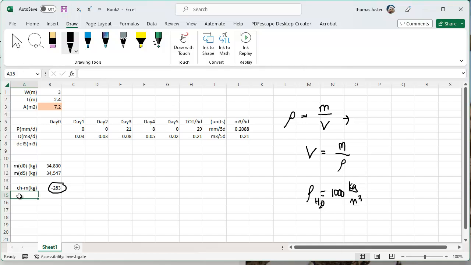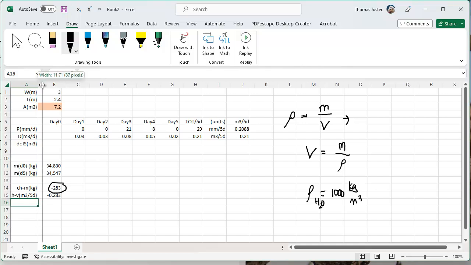So now if I want to make the change in volume of water, this is of water in terms of cubic meters, it's going to equal this value, negative 283 in B14, divided by the density of water, which was 1,000. So it's negative 0.283. So in other words, this was over 5 days, right? So maybe I should make that clear. This is cubic meters over 5 days.